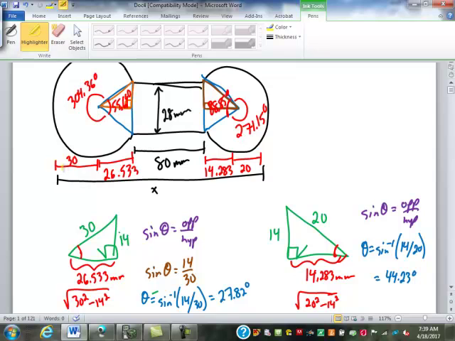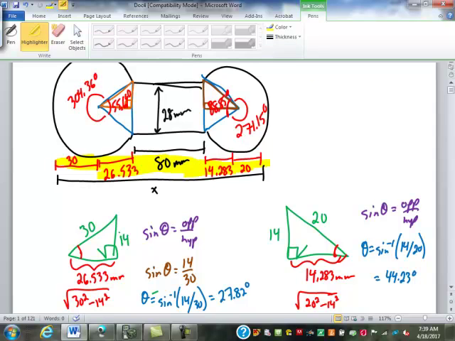So now we know x. We just add up those 5 measurements, we have x. Comes out to be what? 170.81. That looks about right, 170.8.